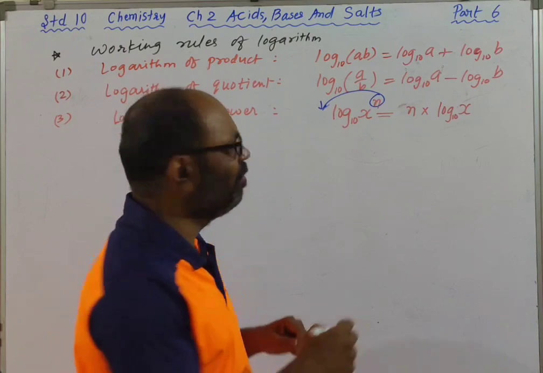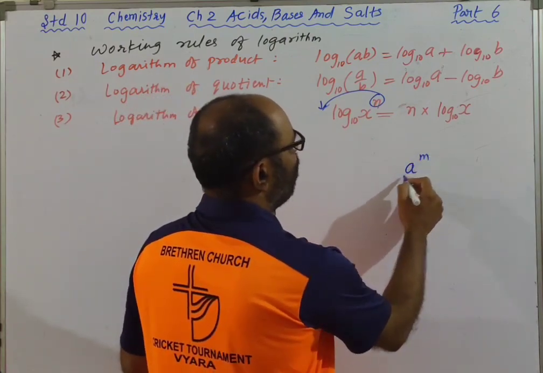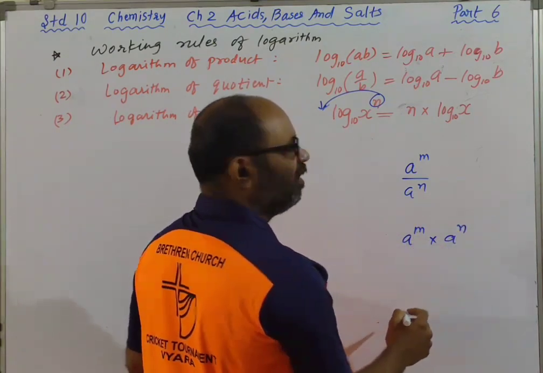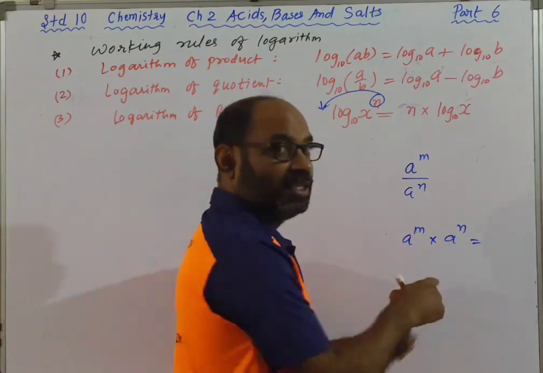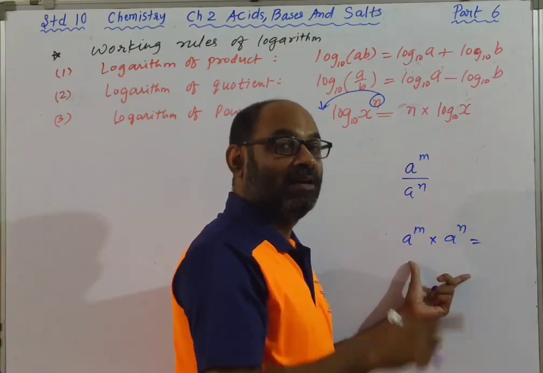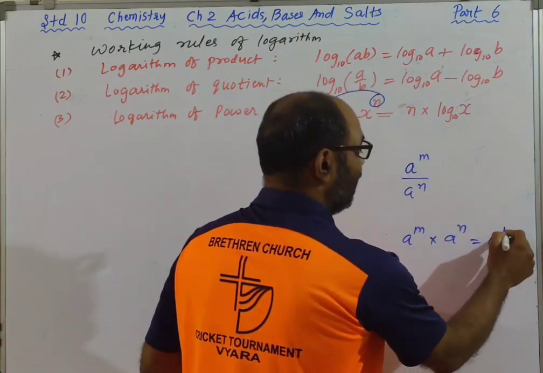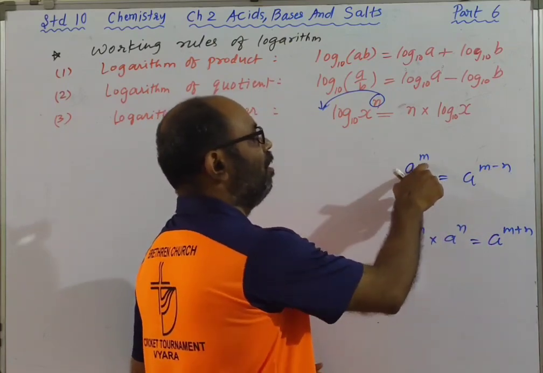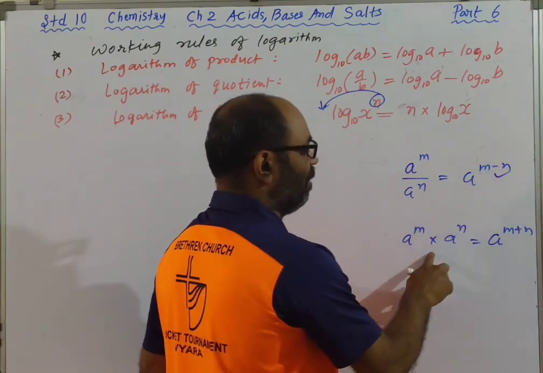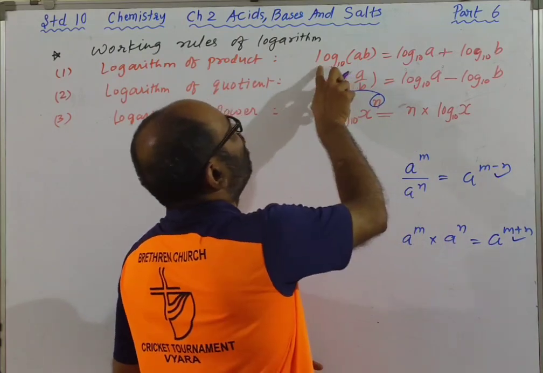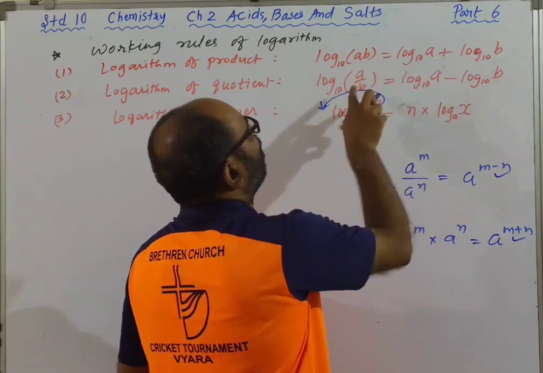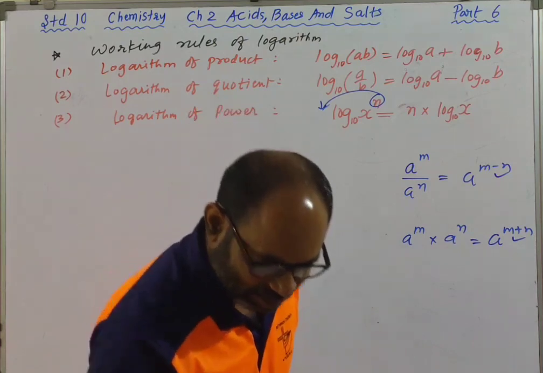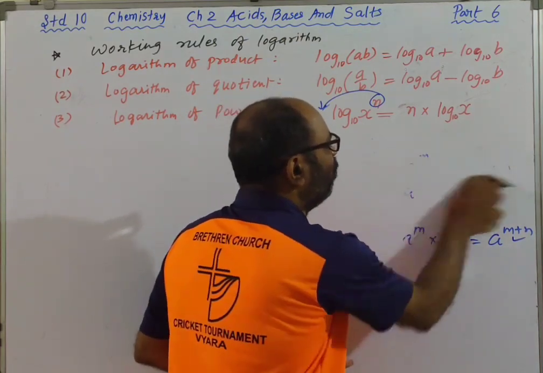Children, recall something. A raised to m upon A raised to n, and A raised to m into A raised to n. This is multiplication of powers, the working rules of powers. You can say A raised to m plus n, and A raised to m minus n. So for division of powers you subtract, and for multiplication of powers you add. Similarly, for logarithm of multiplication or product you add, and for logarithm of division or quotient you subtract. This is something a bit different. Well, we will use this to prove them.